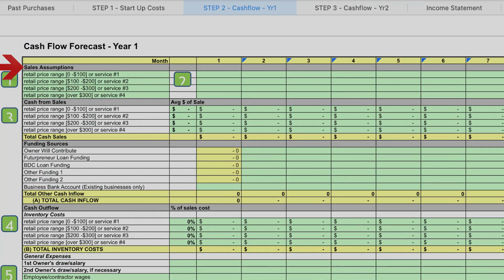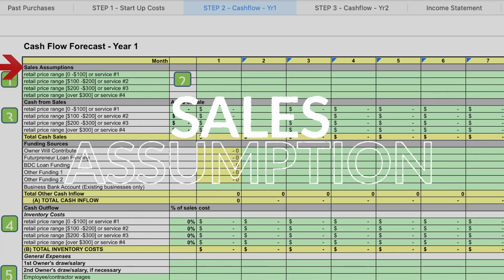So a cash flow forecast usually has a sales assumption. The sales assumption is where you input how many sales you are assuming you're going to make in your business. So you may ask yourself, how will I even know this when I haven't started? Do I have to be in profit?